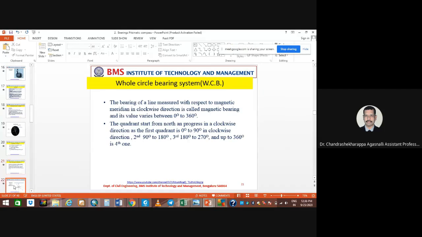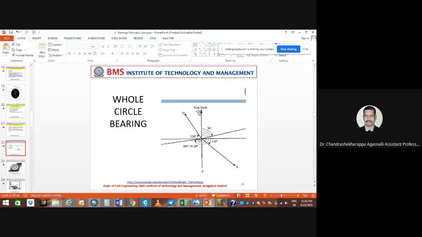All right. This is the whole circle bearing. This is north, true north direction, north, south, east, west. And if you get the readings anywhere here, this is north 70 degree east. Or north 135 degree west. Or 365 degree, that's all. That's a whole circle bearing. Don't mention the east, don't mention the west. North 55 degree, north 70 degree, that's all. That's a whole circle bearing.